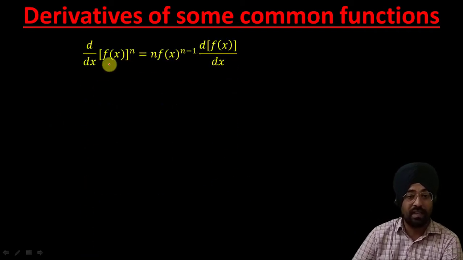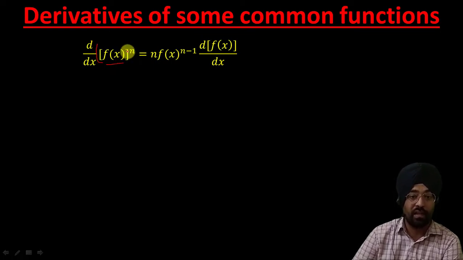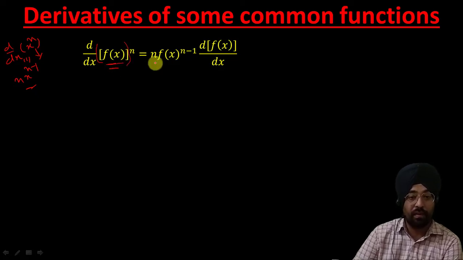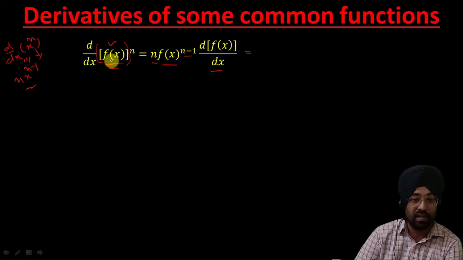The next formula says the derivative of a function of x raised to the power n. So if we have to find the derivative of f(x) raised to the power n, earlier we did the derivative of simple x to the power n, it was nx raised to the power n minus 1. So if instead of x we have a function of x, then its derivative becomes n times the function raised to the power n minus 1, and then the derivative of this function. That is the formula. So if instead of x we are given f(x), its derivative becomes n f(x) raised to the power n minus 1, the function as it is, then the derivative of that function.